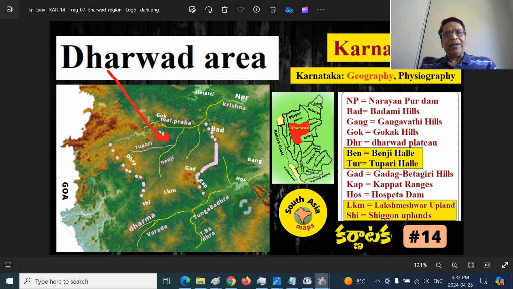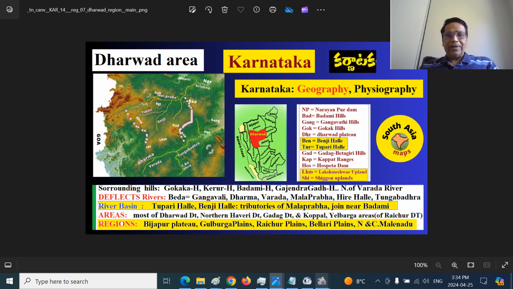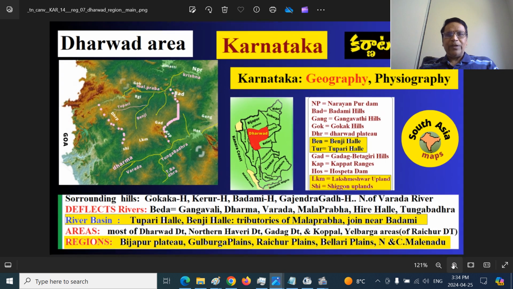which both join together into the Malaprabha. These are the tributaries of Malaprabha. This is the basin area. You can see this is the Hospet Dam, and that is the broader area, and we'll explore that further here. The similar information, much more expanded.